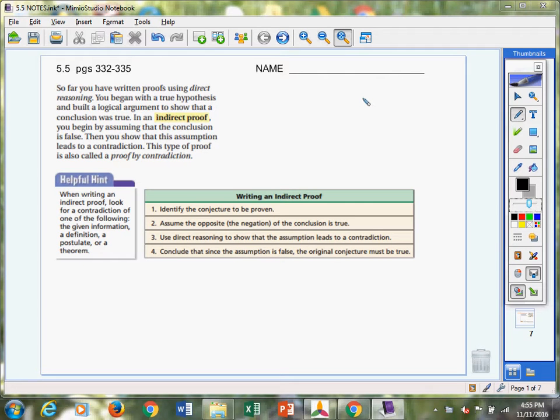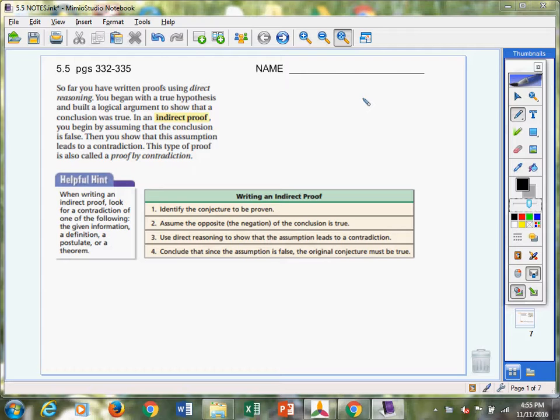Geometry students, we're in section 5.5, kind of middle of our chapter now, and we are going to move into something else called an indirect proof. And you're probably like, no, not another proof. And this might actually prove to be really fun. I don't know. Let's kind of talk it out.